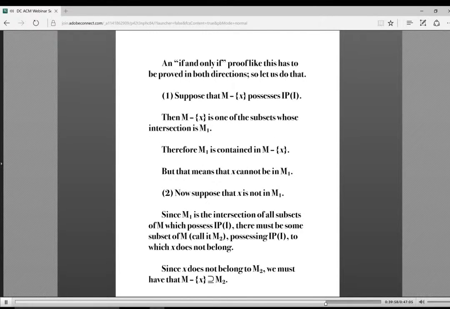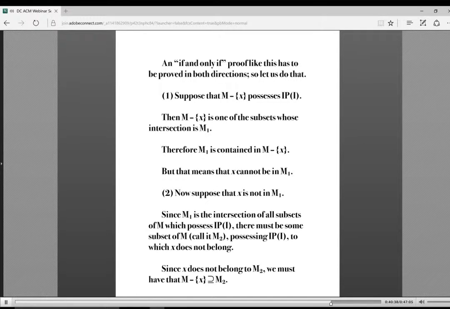An if and only if proof like this has to be proved in both directions. So let us do that. First direction, suppose that M minus the set consisting of just X possesses IP of I. Then M minus the set consisting of just X is one of the subsets whose intersection is M1. Therefore, M1 is contained in M minus the set of just X. But that means that X cannot be in M1. So that takes care of the proof in that direction.